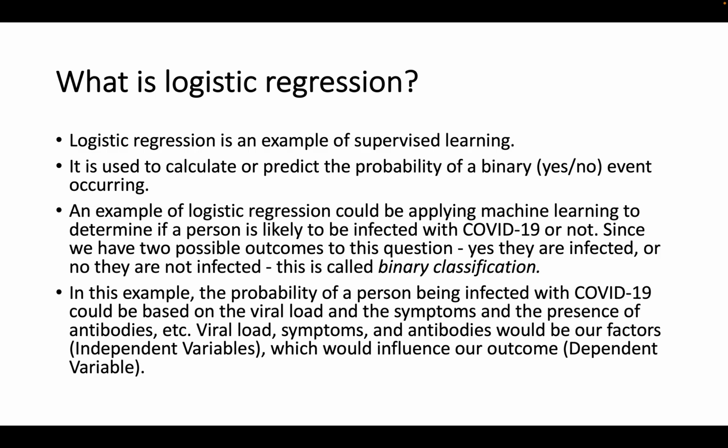ठीक है, so in this example the probability of a person being infected with COVID-19 could be based on viral load and symptoms and the presence of antibodies, etc. Viral load, symptoms, antibodies would be our factors, that is independent variables, which would influence our outcome, that is the dependent variable. तो जो अपन ने attributes देखे ना अब तक, जैसे वायरल लोड, सिम्टम्स, एंटीबॉडीज, इनके वैल्यूज जैसे जैसे चेंज हो गए ना, वैसे अपना डिपेंडेंट वेरिएबल चेंज होगा, आउटपुट चेंज होगा. ऐसा वाइस वर्सा नहीं कर सकते, मतलब आउटपुट चेंज किया तो इनपुट चेंज होगा.